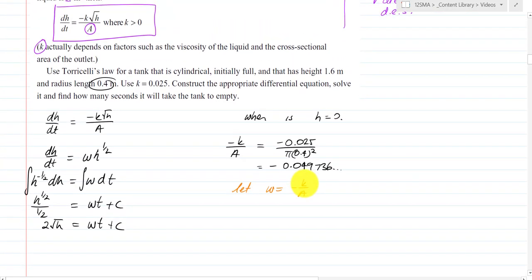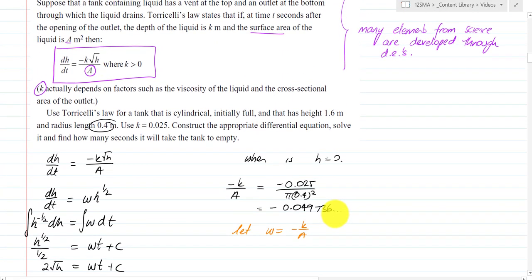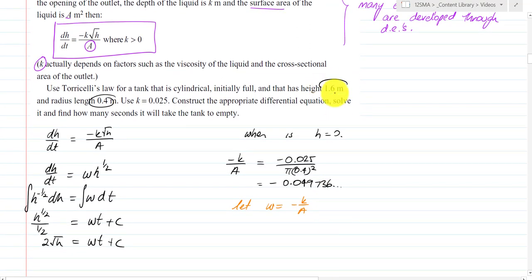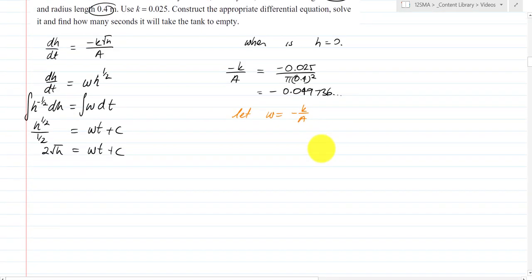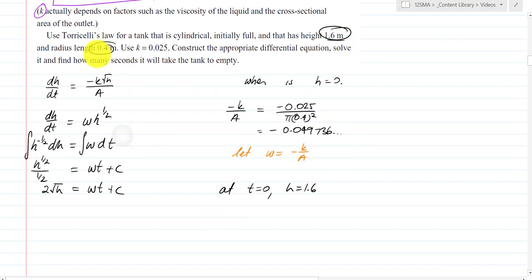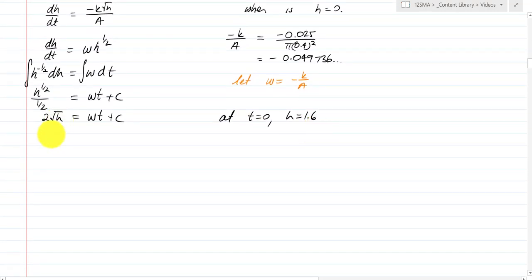Now I'm going to go back up and look for what else do I know. I could work out, because I've got the initial height, the initial volume if I needed to, but in this case I don't. But I do have the initial height of the cylindrical tank, and that's at time 0. So I know that at t equals 0, h equals 1.6. And I'm just checking I'm using meters. I used meters earlier, so I'm happy with that. And so I get this: 2 times the square root of 1.6 is equal to w, which I know, times 0, so it doesn't matter that I know it, c.